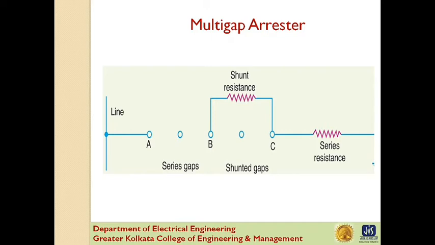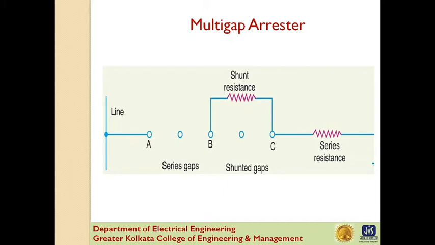It consists of a series of metallic cylinders insulated from one another and separated by small intervals of air gaps. One end in the series is connected to the line and the other end is connected to ground through a series resistance. The series resistance limits the power arc.